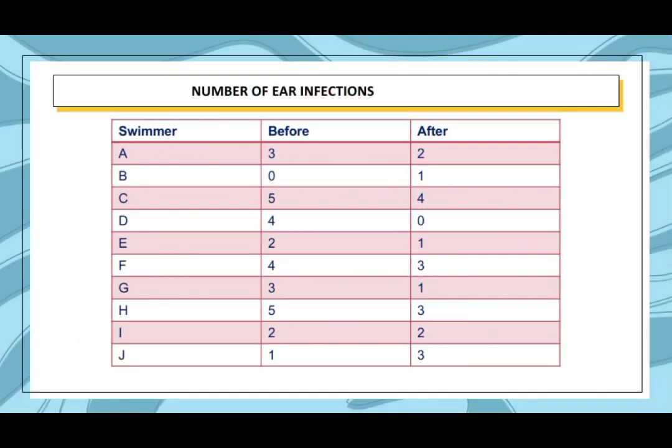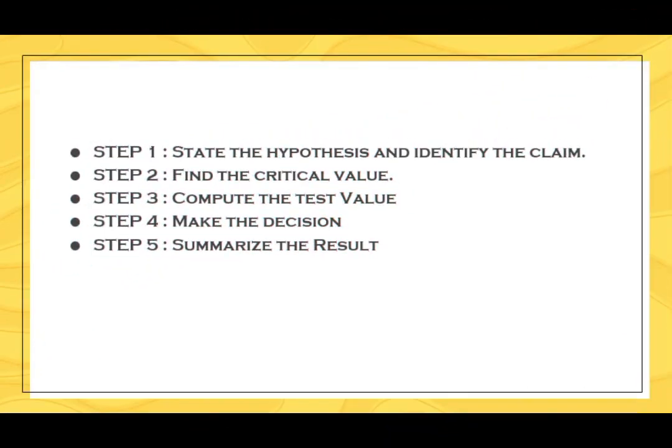So we have a table here showing the number of ear infections. We have the swimmers from A to J and the before and after they use the earplugs. As we can see, we have the number of ear infections before and after. We have 5 steps in answering our example. Step 1 is state the hypotheses and identify the claim. Step 2 is find the critical value. Step 3 is compute the test value. Step 4, make the decision. And lastly, summarize the results.